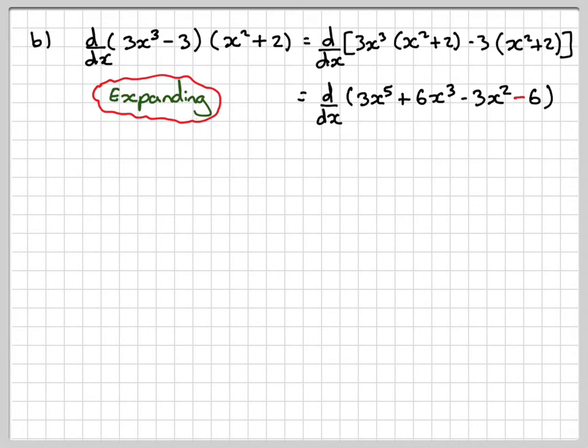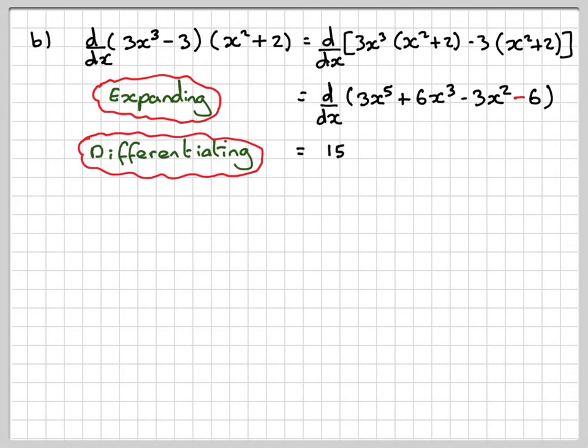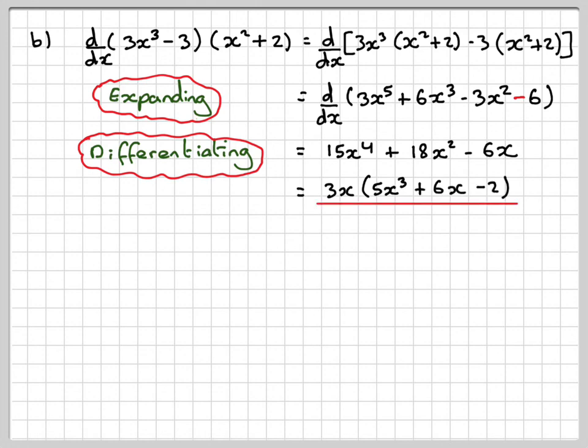Now we can differentiate, so this will become 15x to the 4, 5 times 3x, reduce the power by 1, plus 18x squared minus 6x, and then if we differentiate 6 we get nothing. There's a common factor here of 3, so we'll take that out and we get 3 times 5x cubed plus 6x squared minus 2x as the final answer.